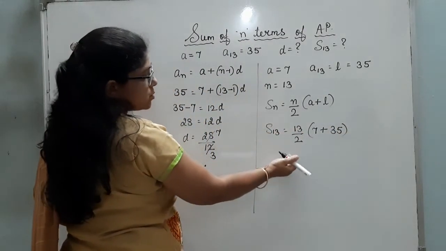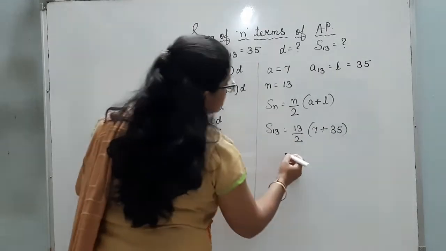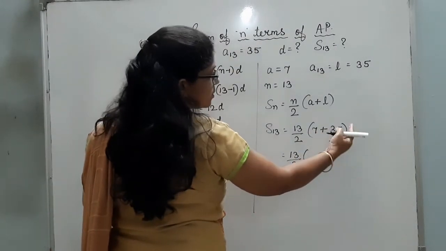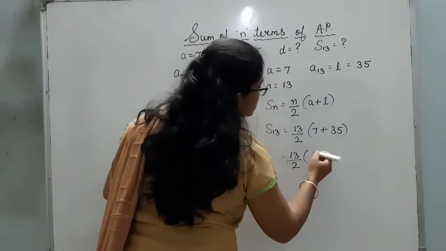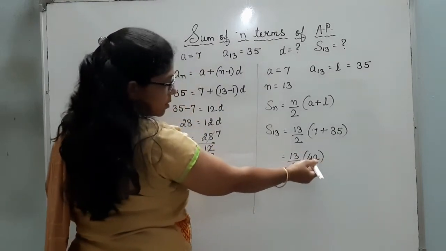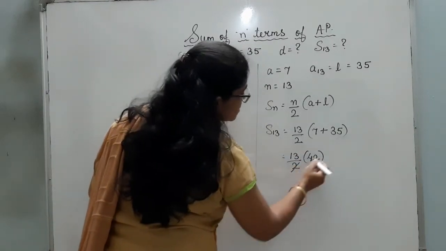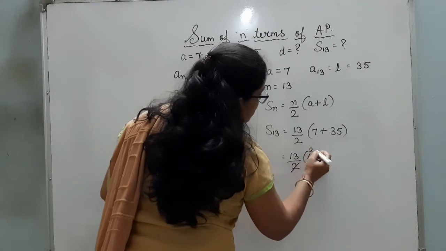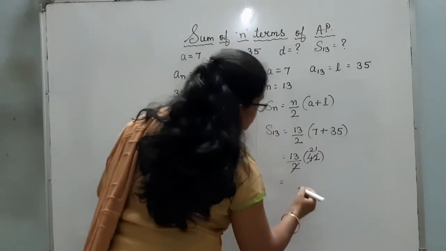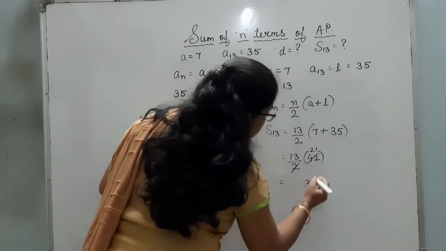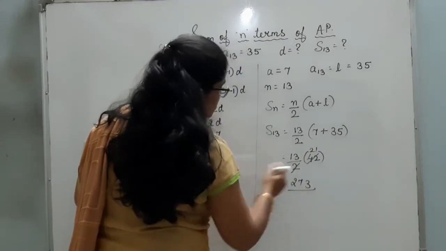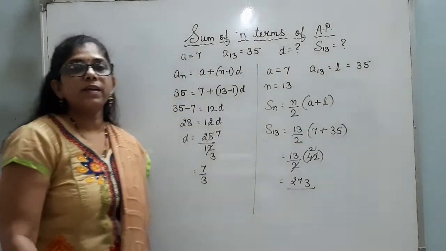Here n is an odd number, so we cannot cancel this by 2. So let us keep this 2 as it is first. 7 plus 35 is 42. Yes, now this sum is an even number. So now we can cancel this. 2 ones are 2, 2 twenty-ones are 42. So let us multiply 13 into 21. We get 13 ones are 13, 26, 273. So the sum of 13 terms is 273.